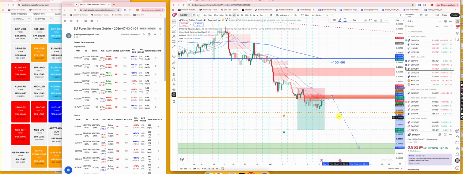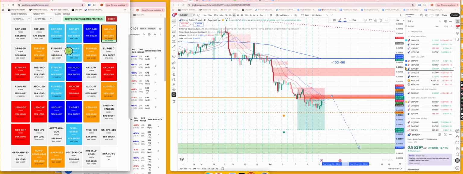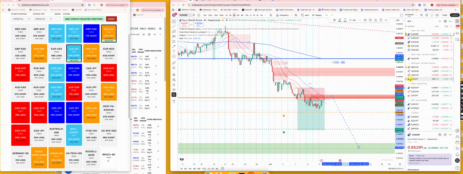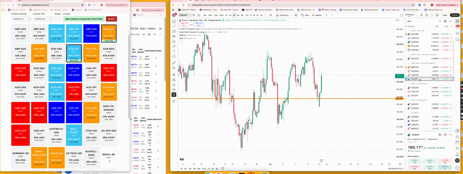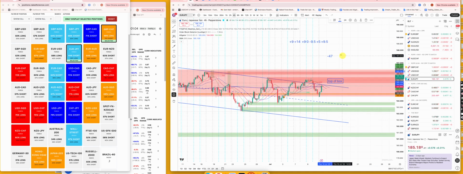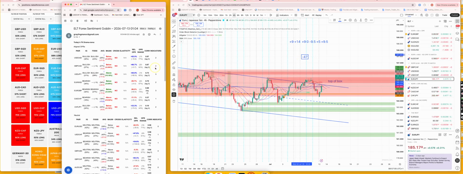I can't really say much more about that. I do think it is going to reverse and then go back in favour. Euro pound, euro yen. Where are you, euro yen? Here we are. Interesting. So we're at the top of the box. We were minus 47 last night.